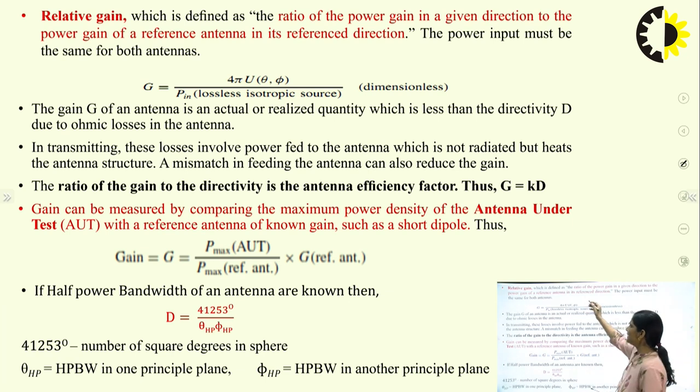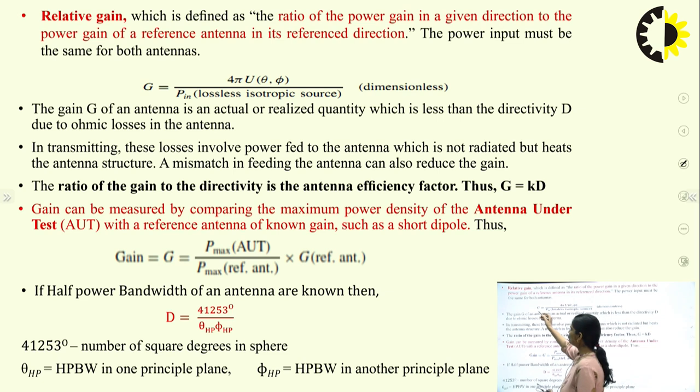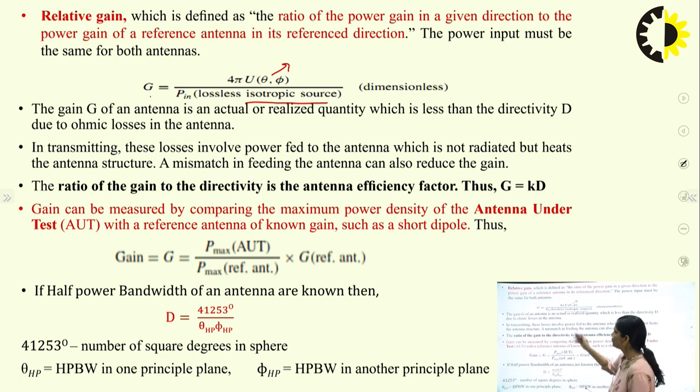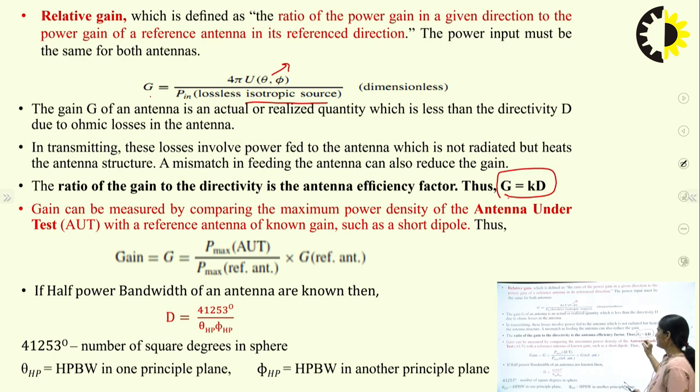Now, relative gain. Relative gain is defined as the ratio of the power gain in a given direction to the power gain for a reference antenna. Let it be you have two antennas. So, gain is equal to 4 pi U, radiation intensity, upon P_in for a lossless isotropic source. If you are considering an isotropic antenna, then you can represent here P_in for the isotropic source. Now, here the ratio of the gain to the directivity is the antenna efficiency factor: G is equal to KD.